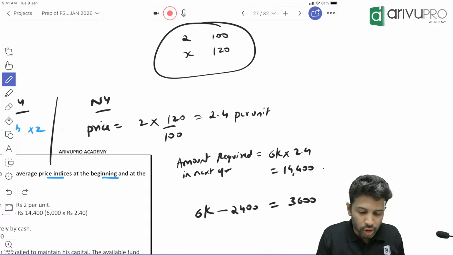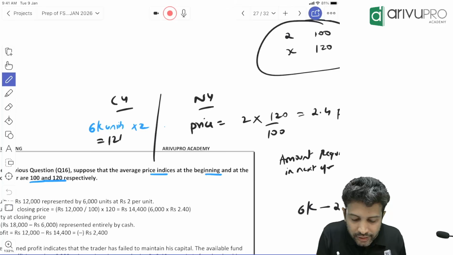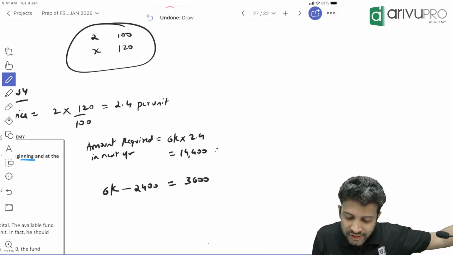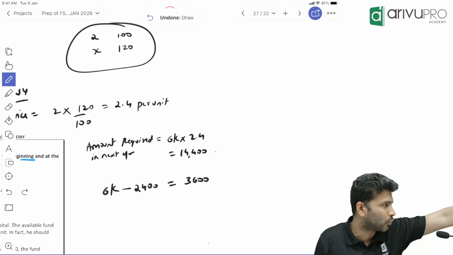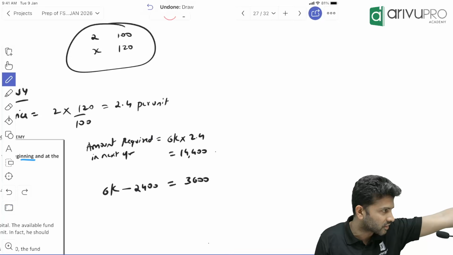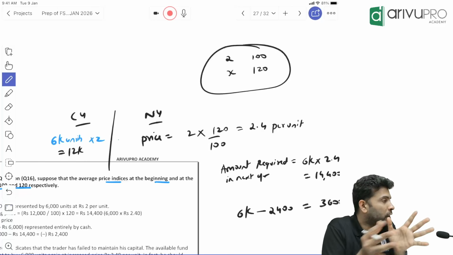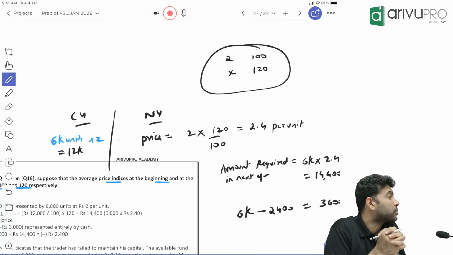Correct, no? So, earlier in the current year, how much did you buy it for? This goods for 12,000. Now, to buy the same goods, you need to have 14,400. So, has the price of the goods increased? How much? 2,400. That means that much profit you have to keep. That much profit you need to keep.